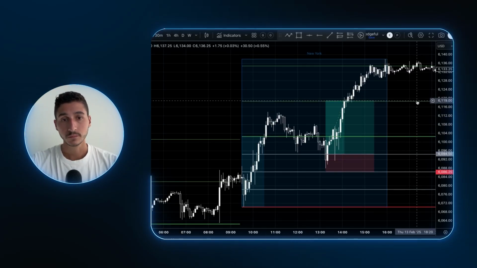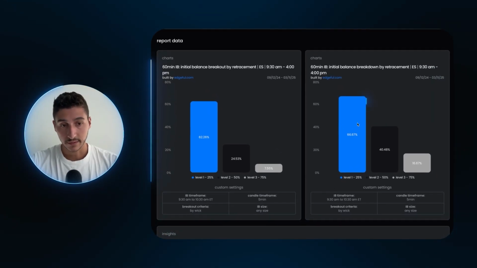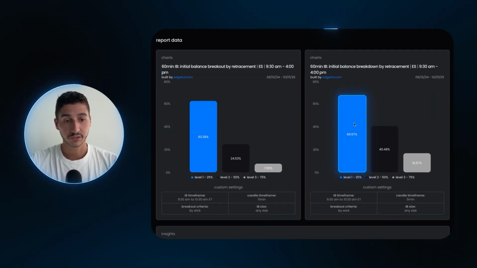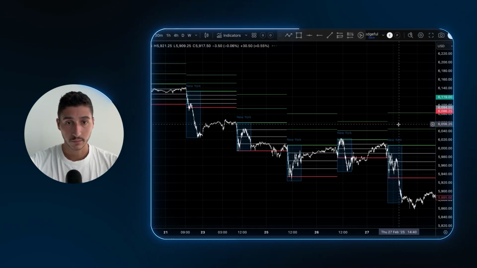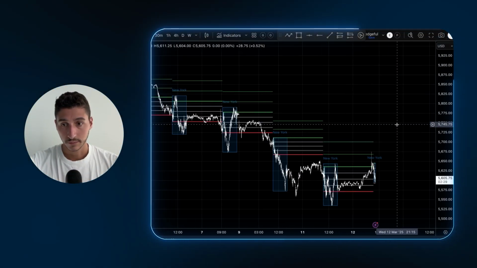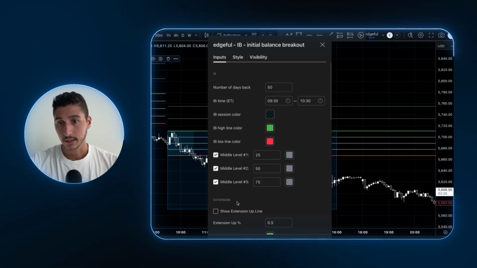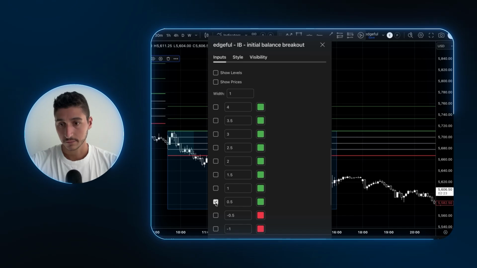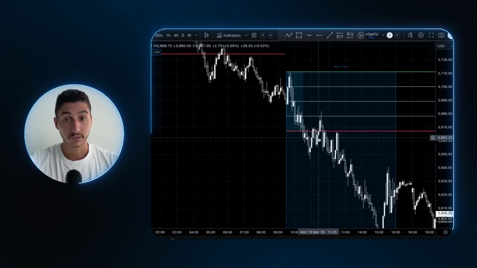Now, the same thing applies to the downside. Almost 67% of the time, price is going to retrace back in from the downside. So I will go over here. I'm going to look for this downside example right over here. And I'm going to turn this off. So here's another great example of how this looks to the downside.